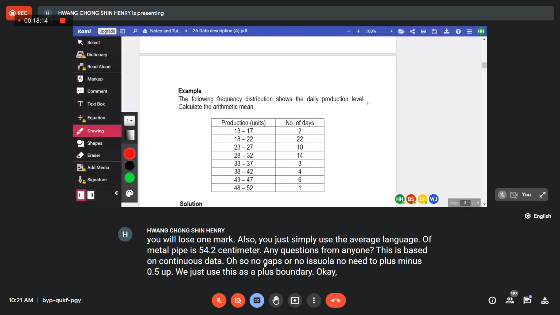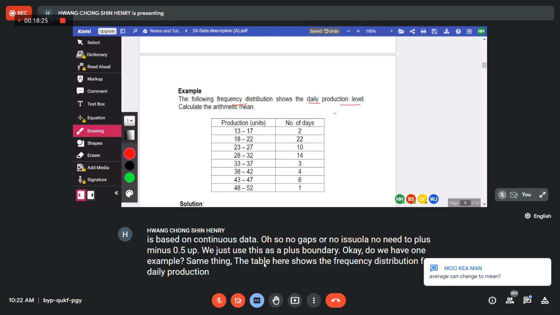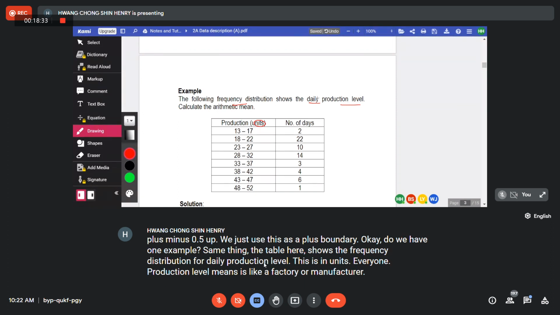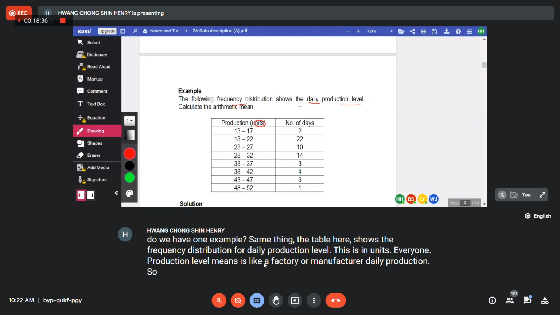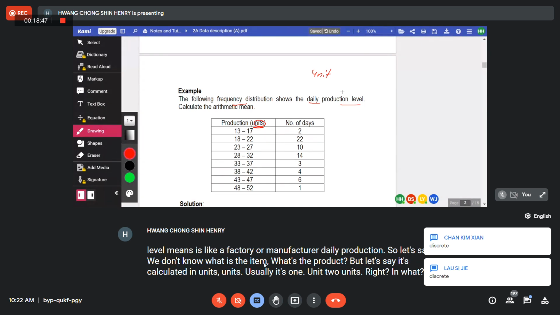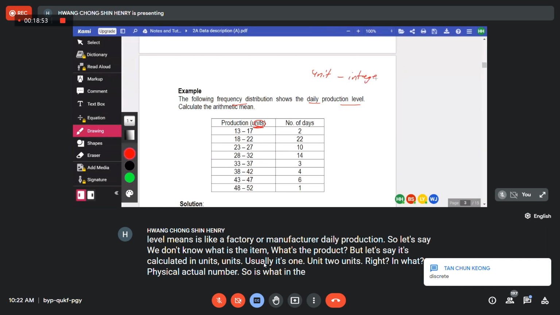Okay, do we have one example? Same thing, the table here shows the frequency distribution for daily production level. This is in units, everyone. Production level means it's like a factory or manufacturer, daily production. So let's say we don't know what the item is, what the product is, but let's say it's calculated in units. Units usually is what? 1 unit, 2 units, right? In physical, actual numbers. So it's in integers. So it's what?